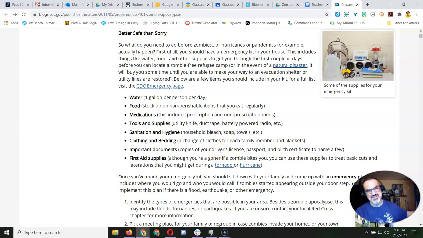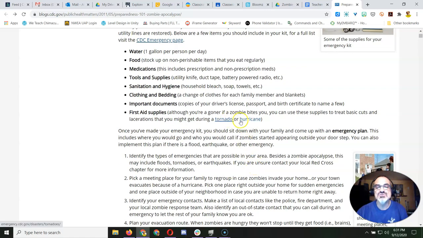And if you have to evacuate, your parents are probably going to take their driver's licenses, your birth certificates, documents that it's a pain to get replaced. And of course, first aid. Got to have first aid supplies. And they mention here tornadoes and hurricanes as emergencies where these supplies would be really helpful.